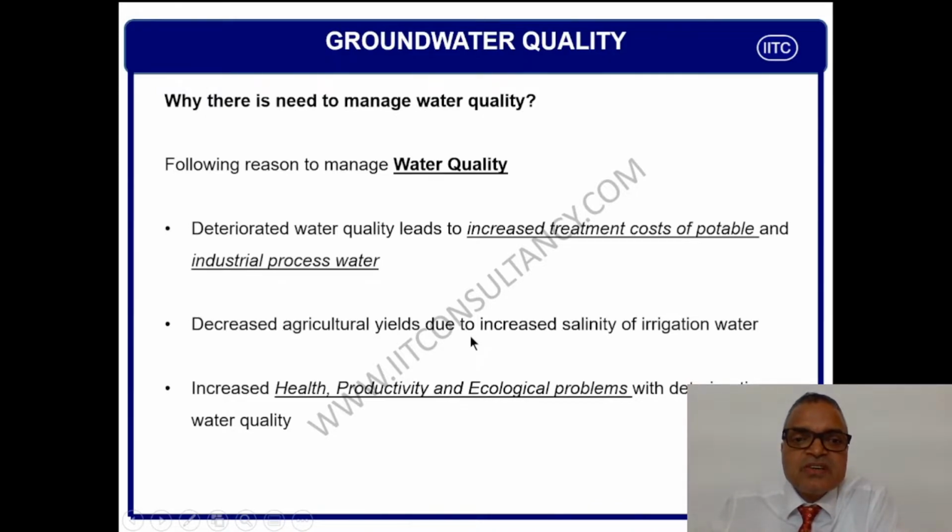So that means we cannot use any water for agriculture. That is why you see that in spite of there being some water in the ground in some areas, we cannot do agriculture. Increased health, productivity, and ecological problems come with poor water quality. So these are also reasons for managing good water quality. Correct?